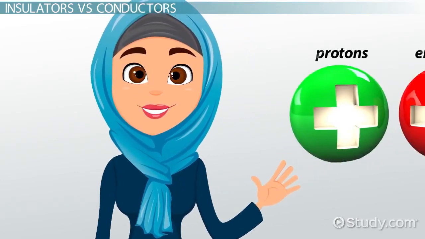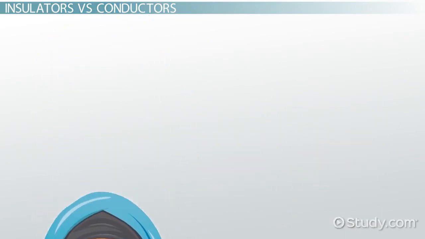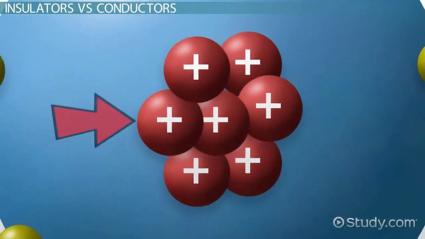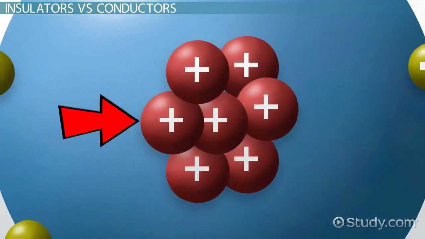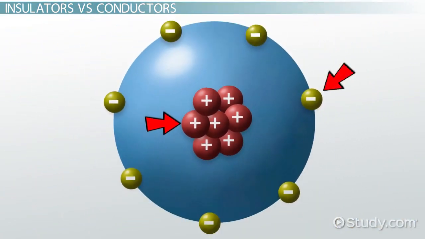Inside both conductors and insulators, there are many tiny atoms, and inside each atom, there are positively charged protons and negatively charged electrons. Protons are always tightly bound to each other within the nucleus of each atom, so they don't move around in conductors or insulators. In contrast, electrons are in a cloud around the nucleus.